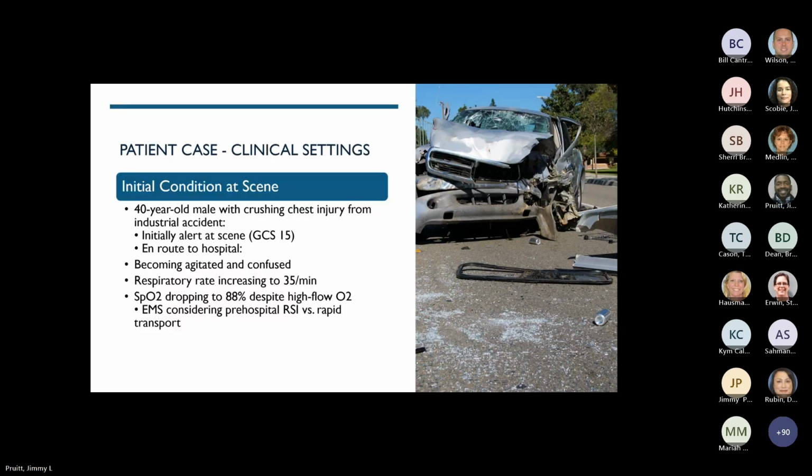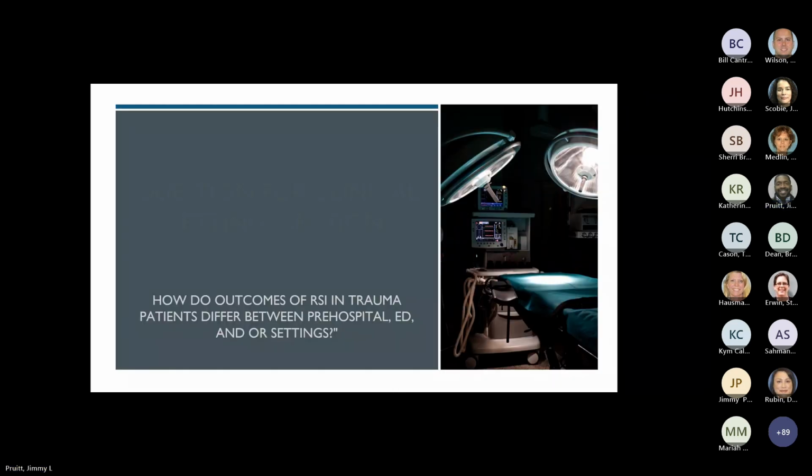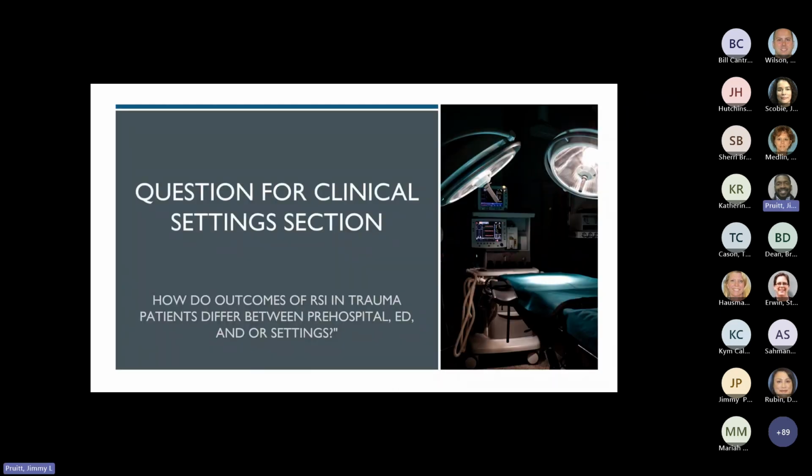So in traditional fashion, we have a 40-year-old male with a crushing chest injury from an industrial accident. Initially, the GCS was 15, but en route, the patient became agitated and confused. Respiratory rate increased to 35, and SpO2 dropped to 88%. The EMS considered pre-hospital RSI versus rapid transport. So the question with this is, how do the outcomes of RSI in trauma patients differ between the different settings, whether it's pre-hospital, ED, or the OR setting?